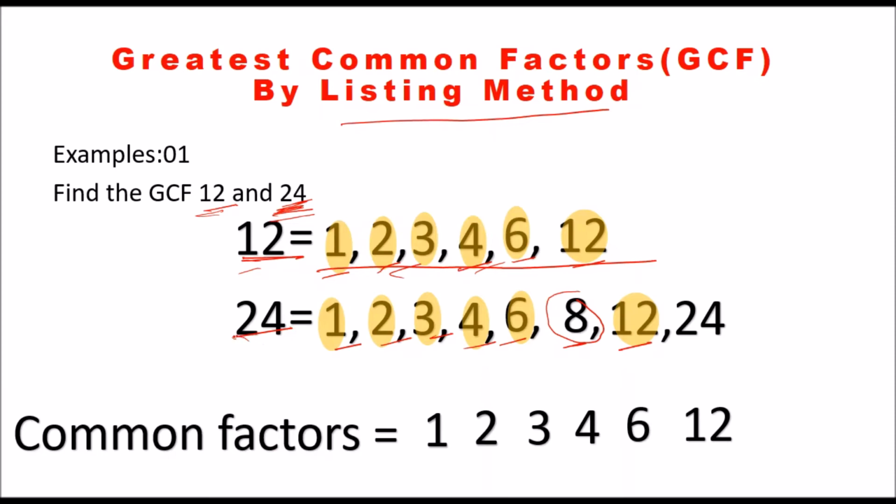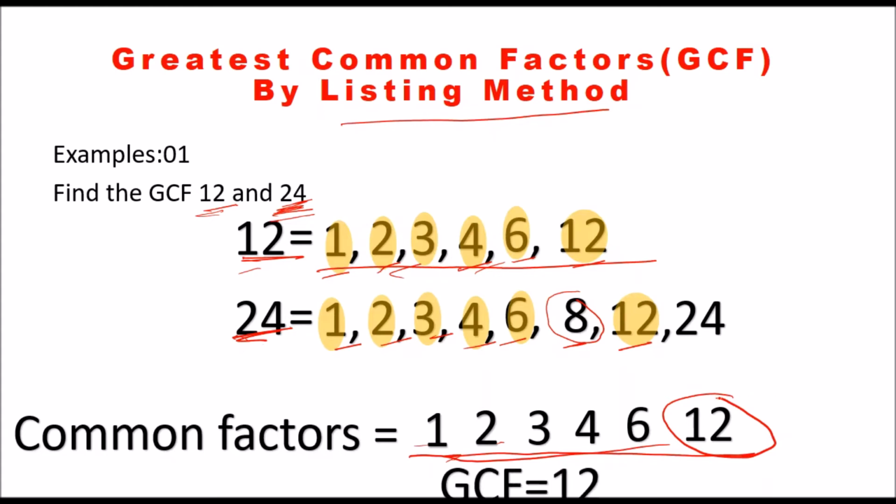So what we are going to do is look among these common factors for the one which is greater than all. It is the greatest one, and here it is 12. 12 is the greatest factor compared to the others. So we can conclude that the greatest common factor is what?